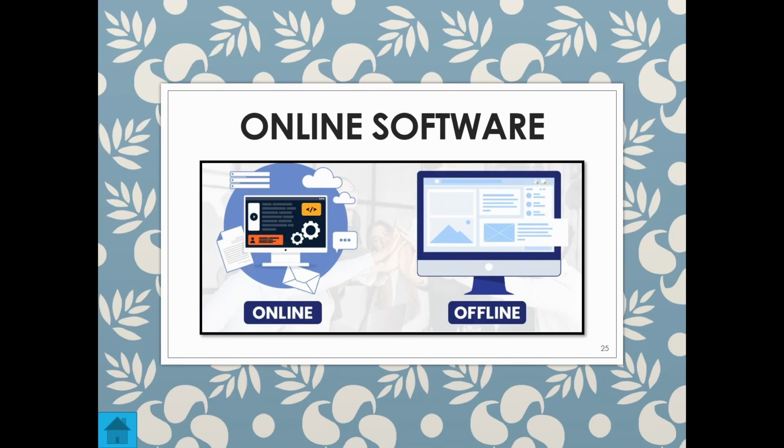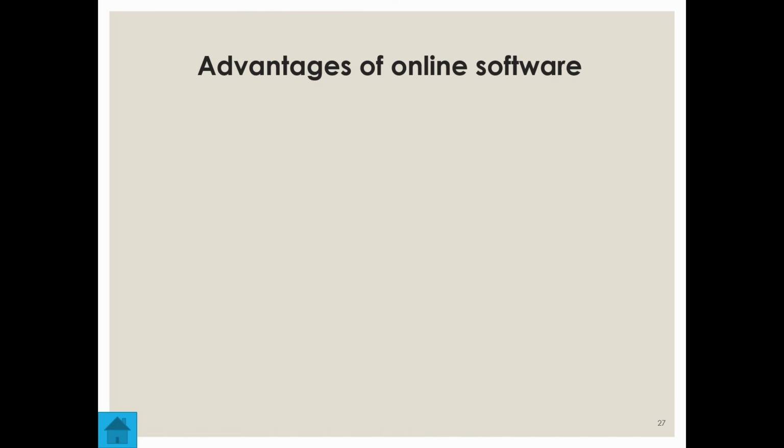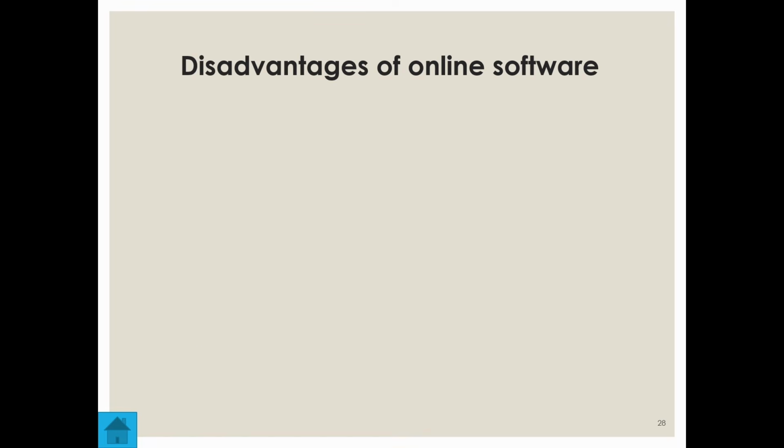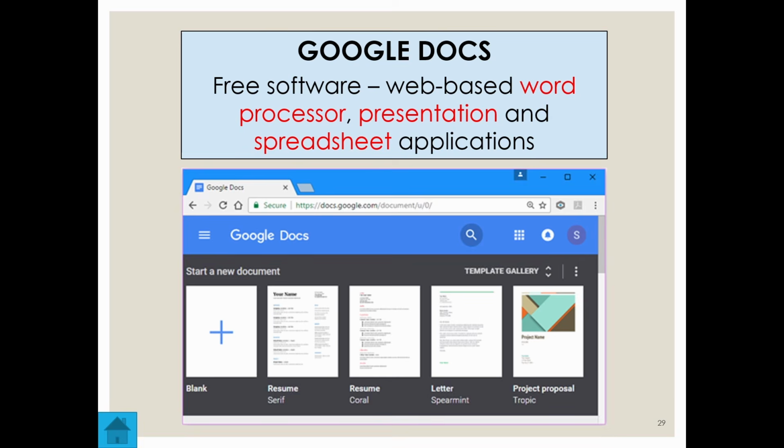Also know the difference between online and offline software, right? Now, there's a lot of terms that start coming up here. Online software, cloud computing, web applications. It's software that runs on servers on the internet. Okay? With the advantages and disadvantages, I usually tell you to know at least 2. You can go for 3, but know at least 2 advantages and disadvantages. Right. Then they give us some examples here.